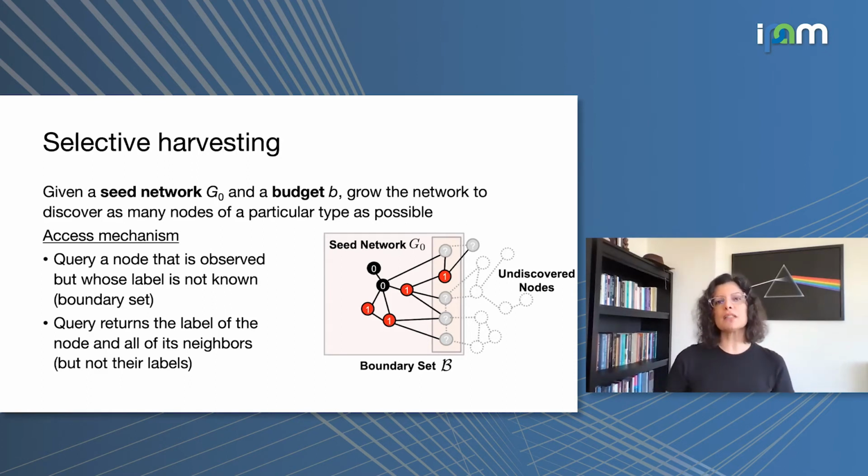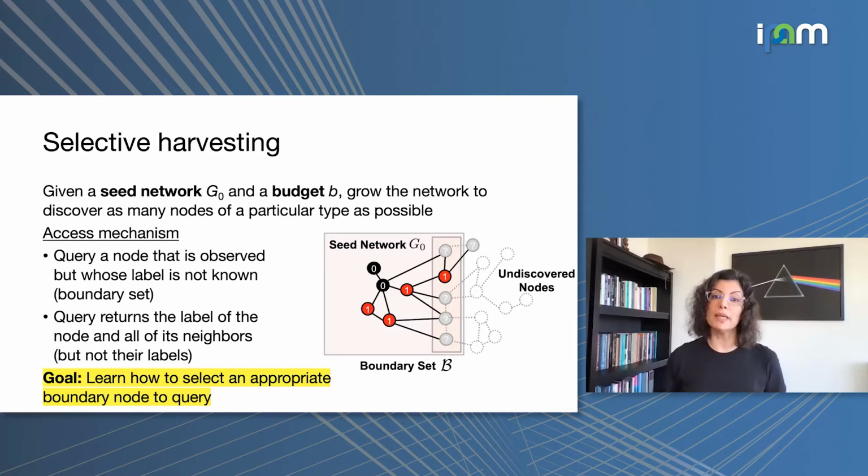Now, of course, there are lots of different access or discovery mechanisms. And in previous work, my lab has looked at, well, what if when I query, I just get a random edge? Or what if I get k random edges, or lots of different kinds of access mechanisms, which are tied to whatever API or whatever mechanism you have to get more information. And so here, the goal is, I have this boundary set of nodes, which node to query.